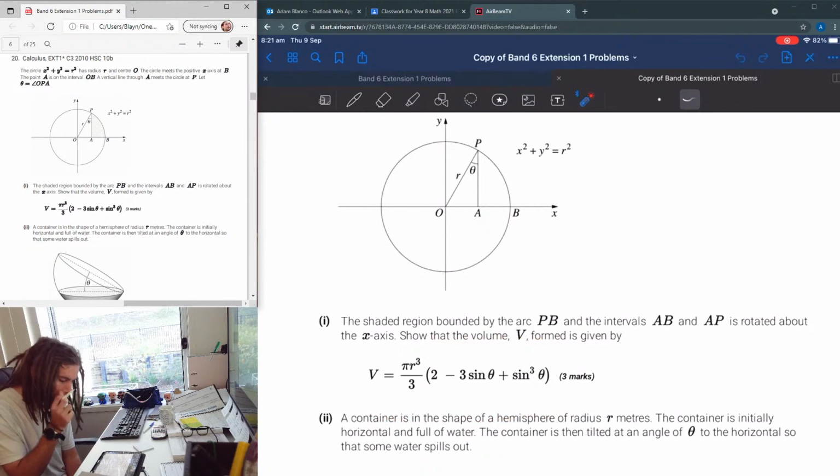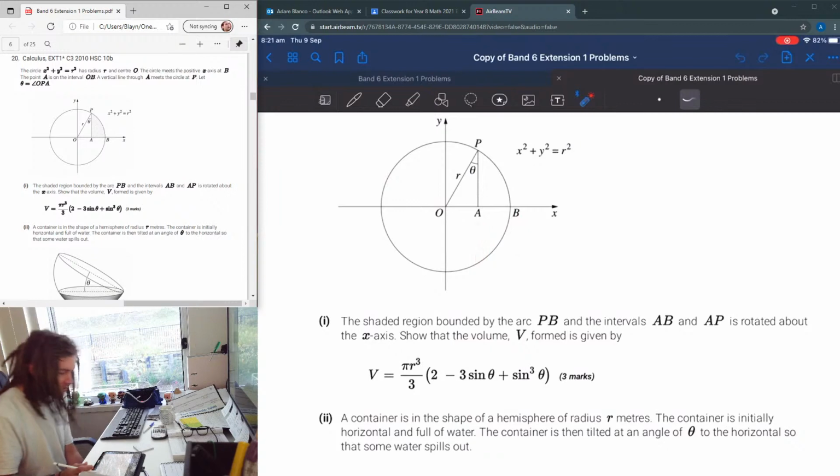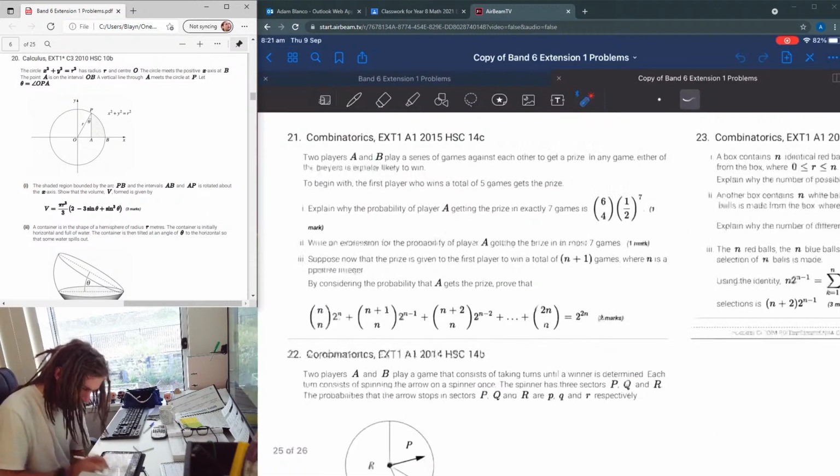So basically we need to rotate this area around the x-axis, but we're not given enough information. You're not told what this point is, you're not told what this point is. So I just thought, to start, let's just do it. I need an extra page.